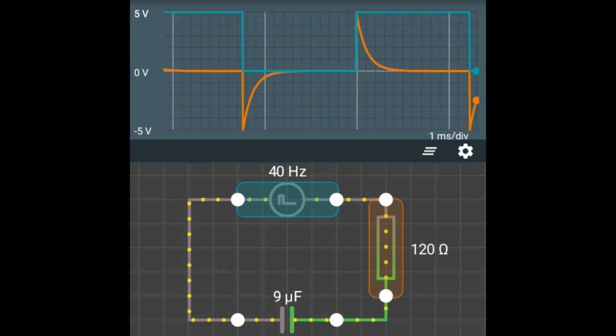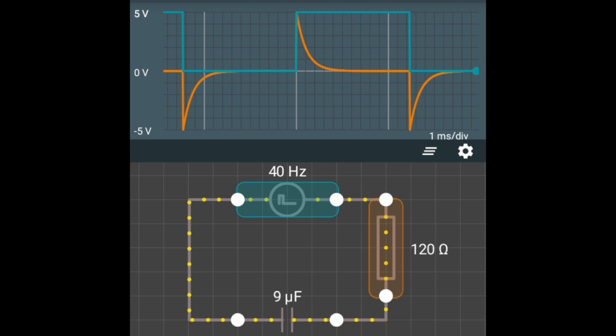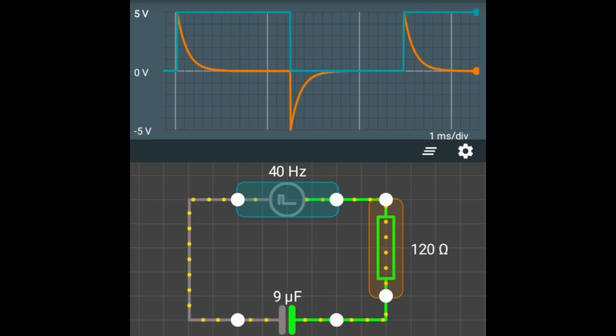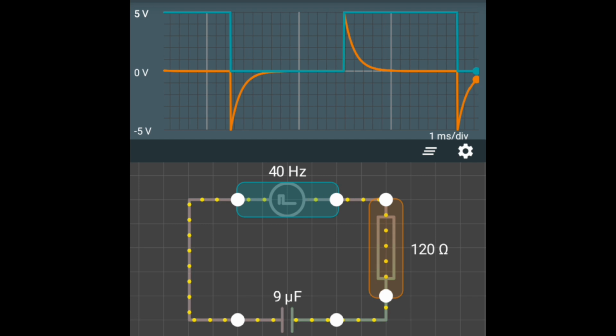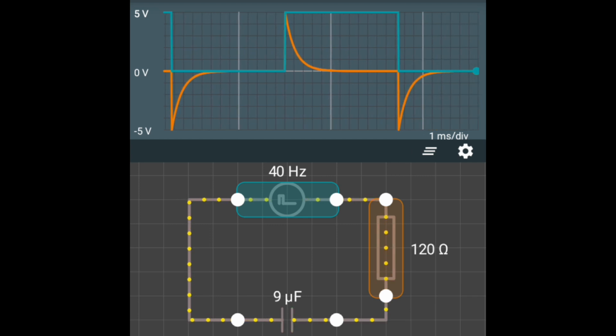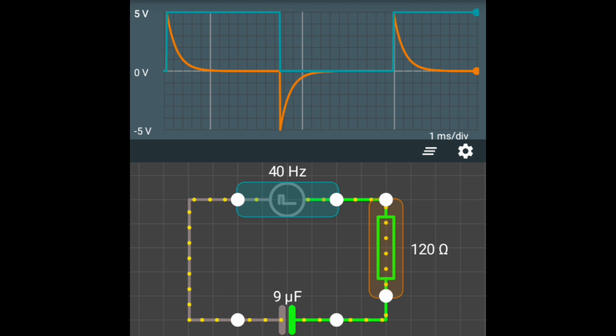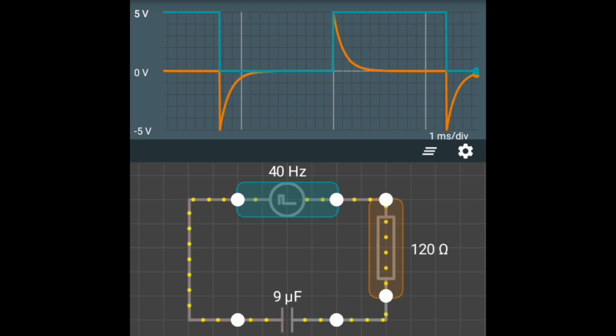When the input voltage drops from high to low, the falling edge, the capacitor discharges quickly, causing a sudden negative voltage spike across the resistor. When the input remains constant at a low level, no current flows, and the output remains at zero until the next rising edge.